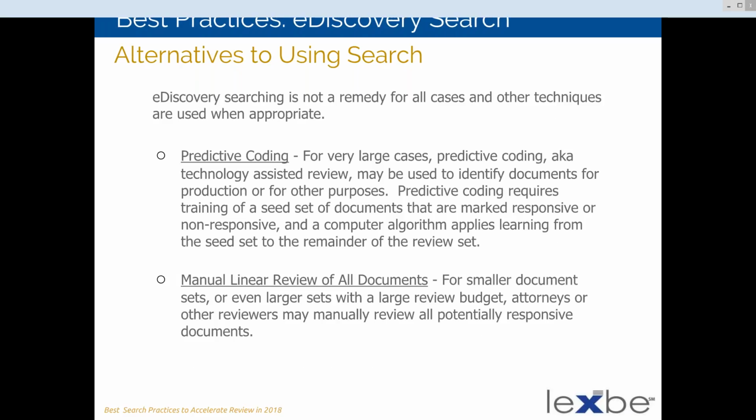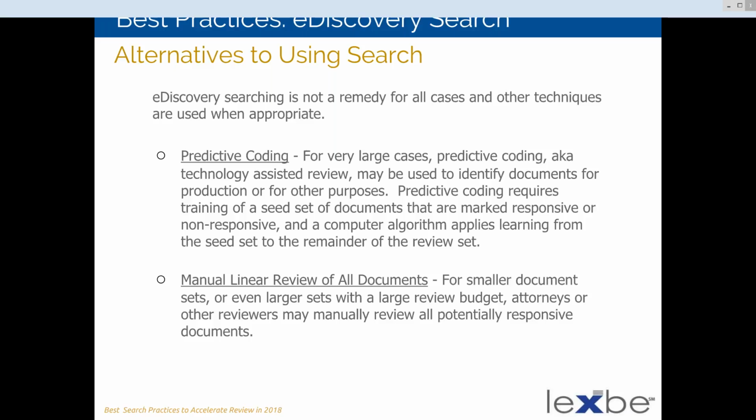There are some alternatives to using search in the traditional sense that I'm talking about here today. One of those is predictive coding. I'm sure that most of you have seen articles regarding this technology-assisted review idea. This is very good for huge cases. You can use this to identify documents for your production. What you basically do here is you train the seed of documents. There are algorithms, and it will mark things responsive or non-responsive based on whatever algorithm is detected in that initial seed set.